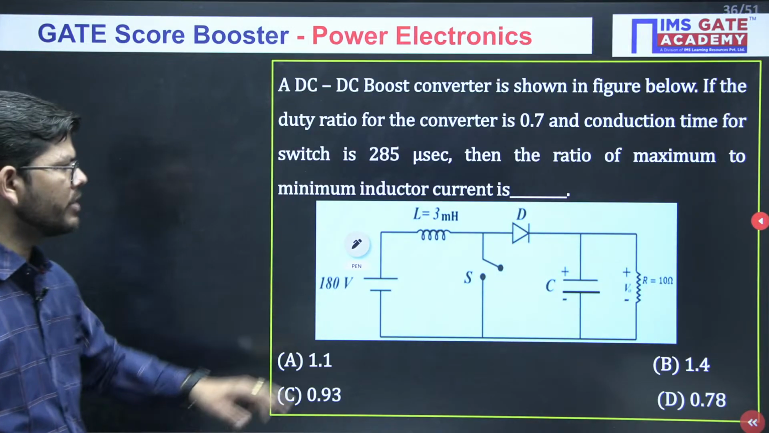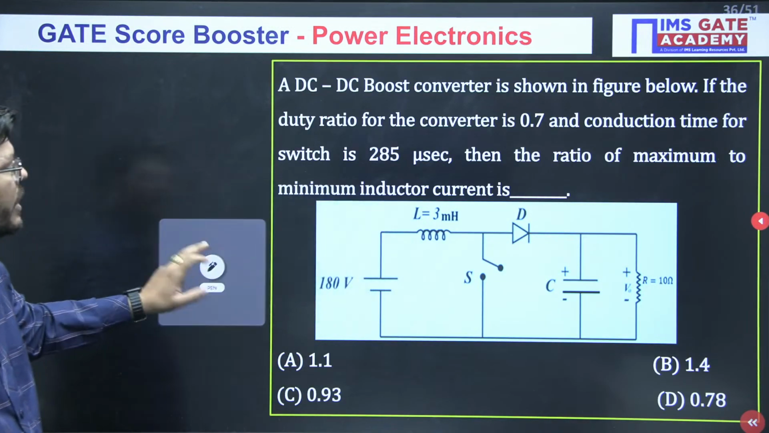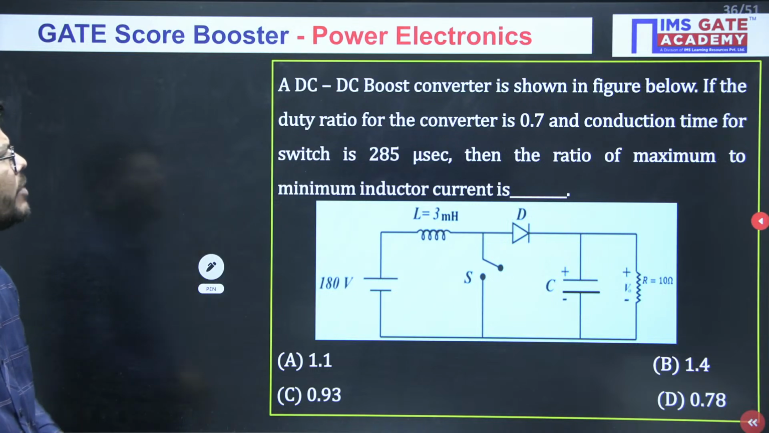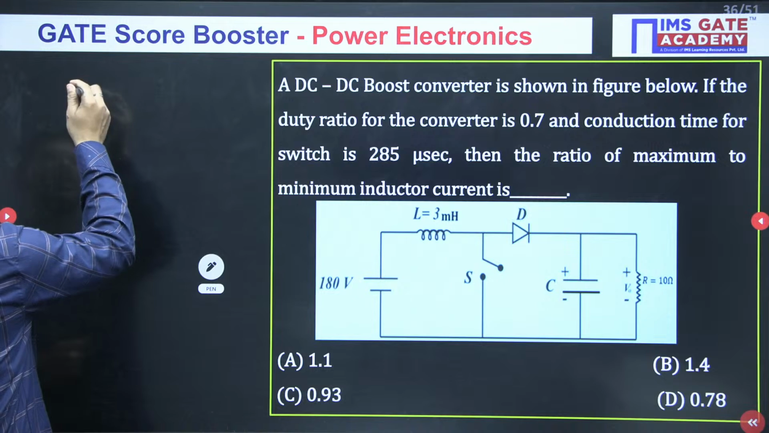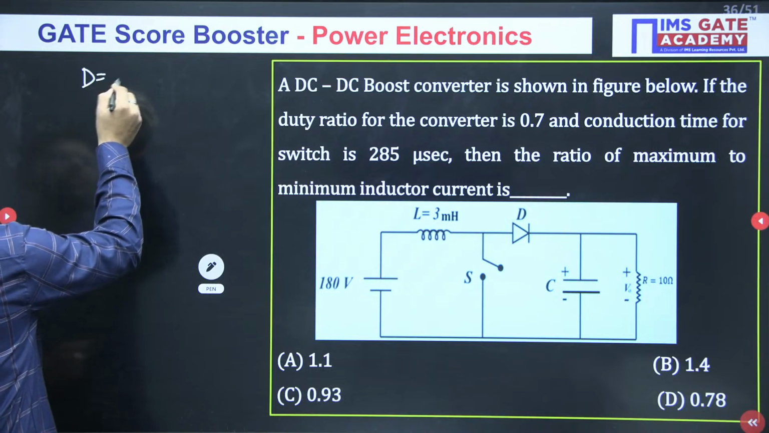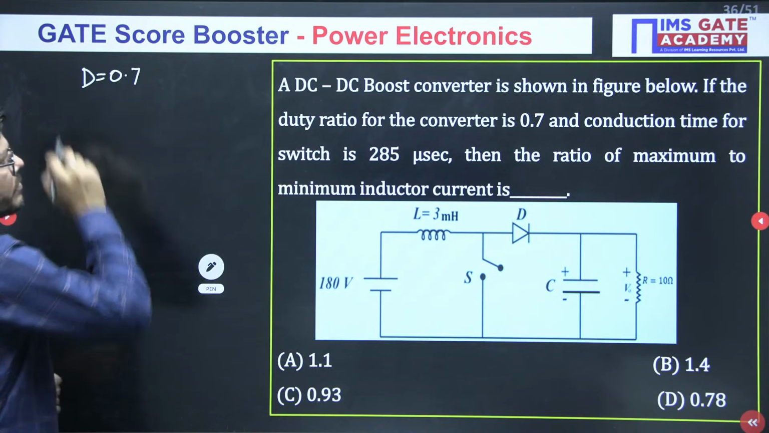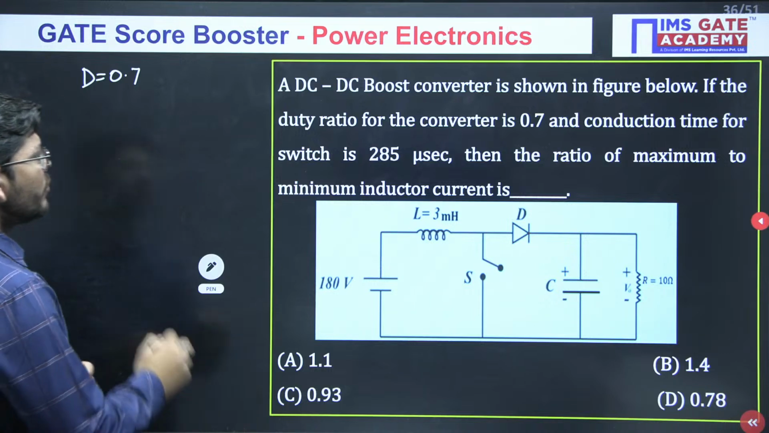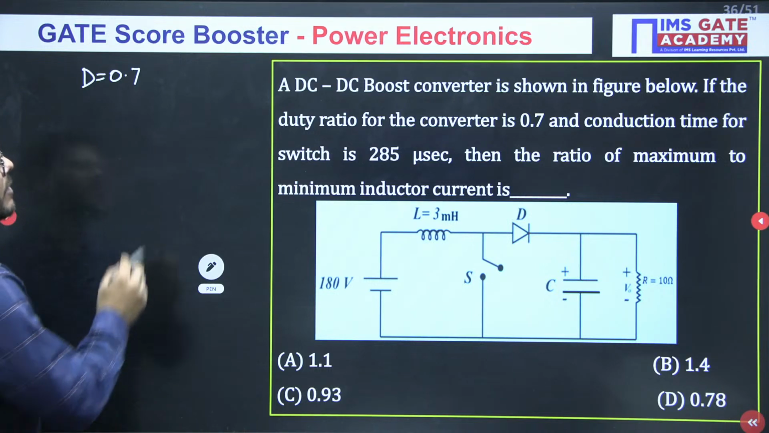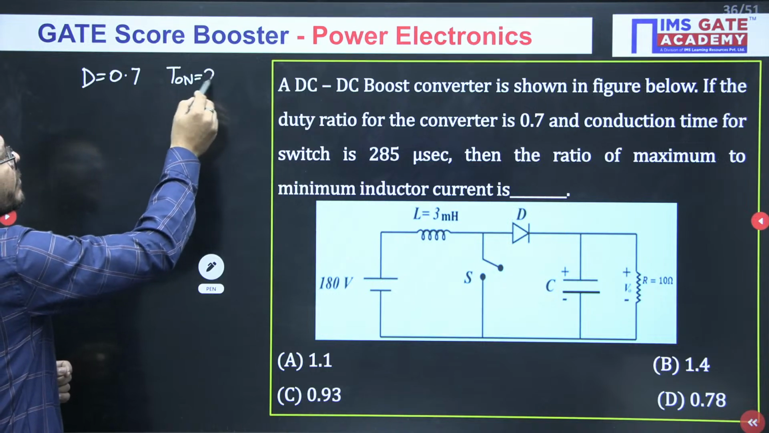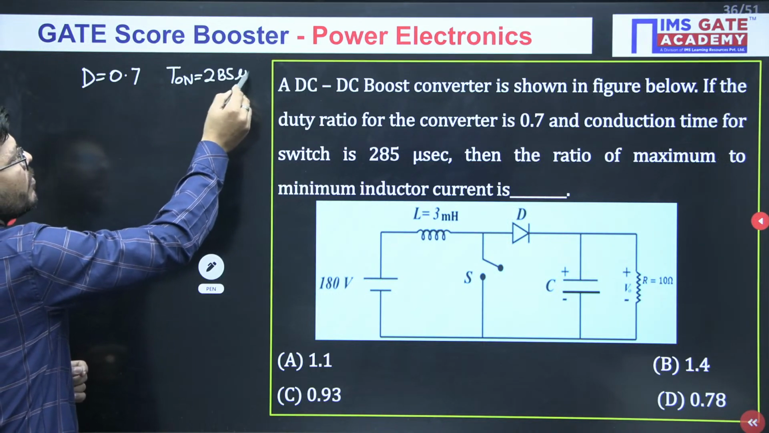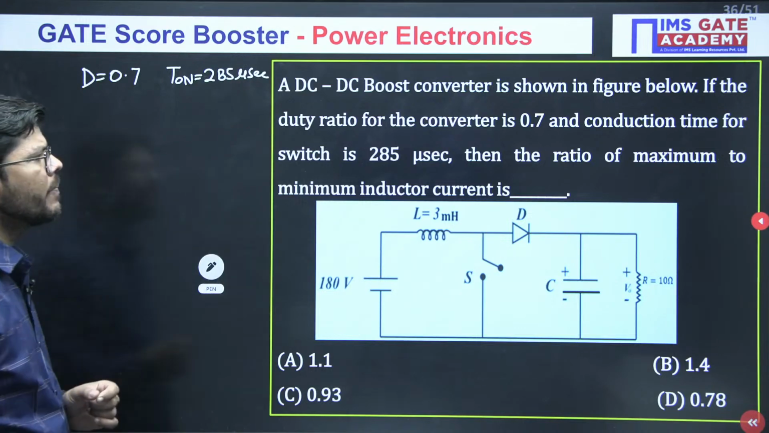Now, come back to this question. This is also a very interesting one. A DC to DC boost converter is shown in figure below. If the duty ratio for the converter is 0.7, means the value of D is given. And how much the value of D is? 0.7. Conduction time for switch is 285 microsecond. Conduction time means switch on time. It is 285 microsecond. Okay.